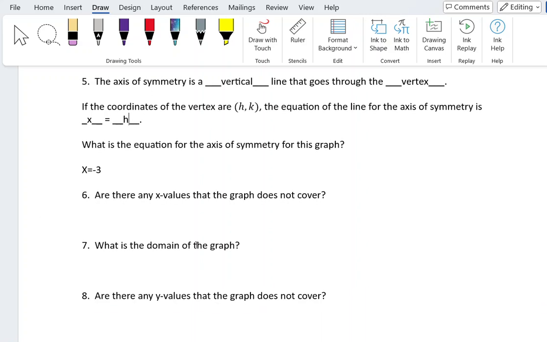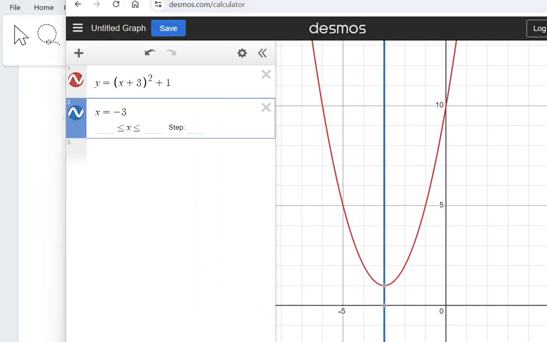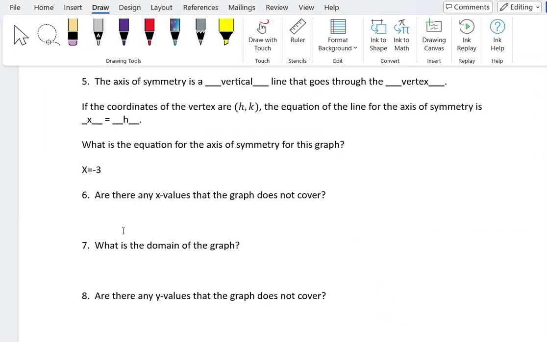Are there any x values that the graph does not cover? The answer to that is no. We don't see all of them here, obviously, but the parabola is going to continue. For any value of x, I could plug that into the equation, and I could get a y value. x could be positive, it could be negative, it could be a decimal, it could be a fraction. There are no limits on what numbers I can plug into the equation, and all values of x are going to be represented on the graph at some point. So the answer to this question is no. There are no values that the graph does not cover.